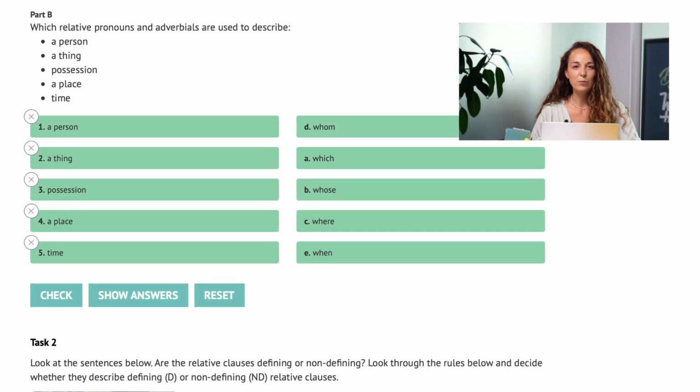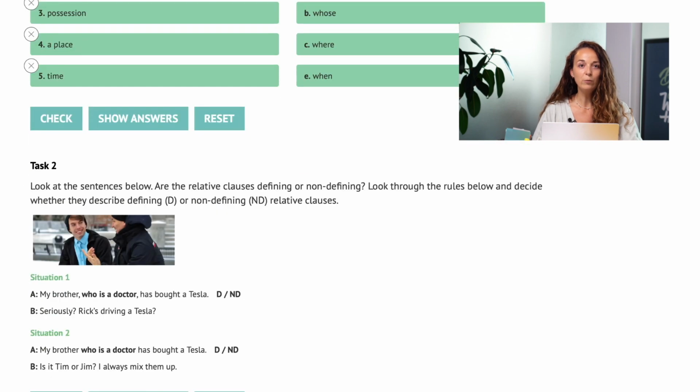Got it right? I'm sure you did. By the way, did you notice that one relative pronoun from the conversation was not in the task? Which one was it? It's pronoun who. Let's move on to task 2.